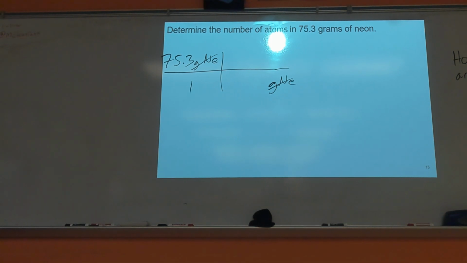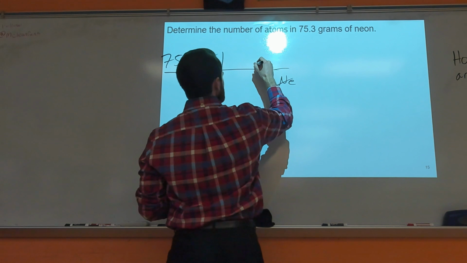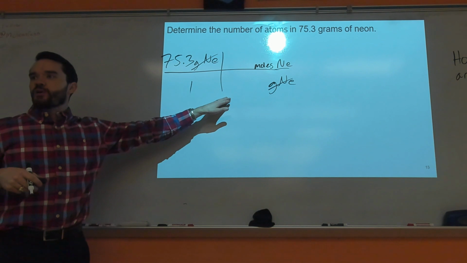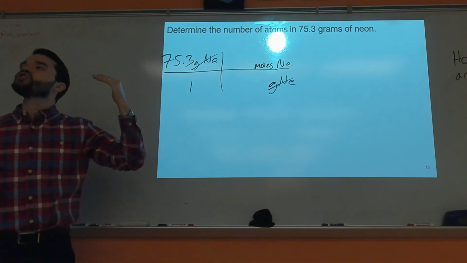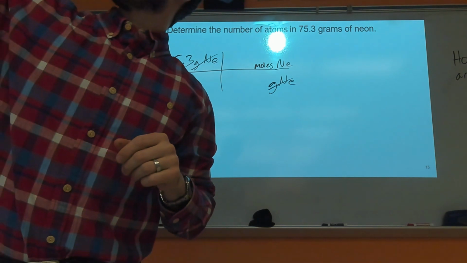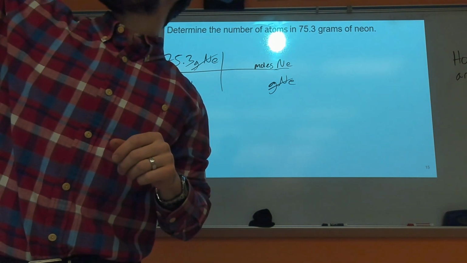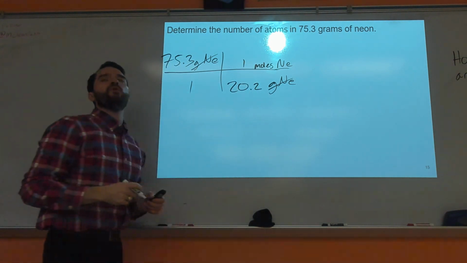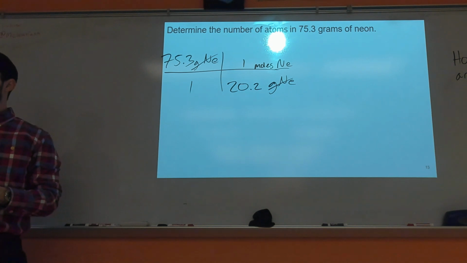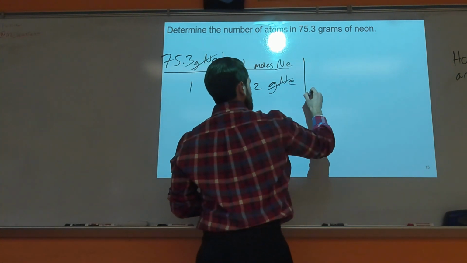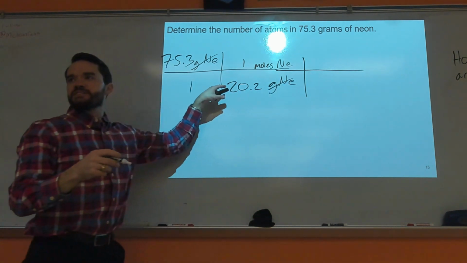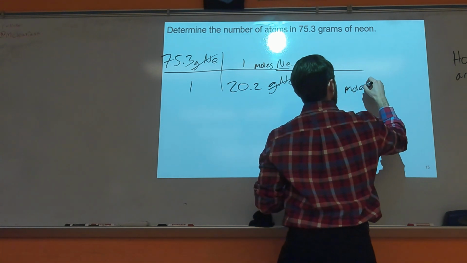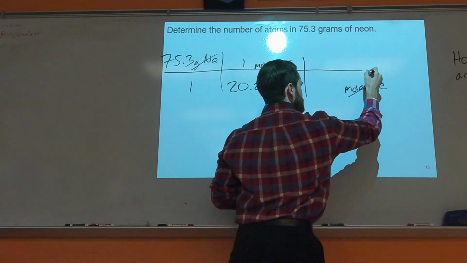First, we're going to go from grams to moles of neon. Now, this is just like the previous problem. Look on the periodic table and find neon. It's 20.2 grams of neon in 1 mole of neon. Has everybody written this down? Everybody still with me? Moles of neon is here, so moles of neon has got to go down there, so that they cancel each other out.